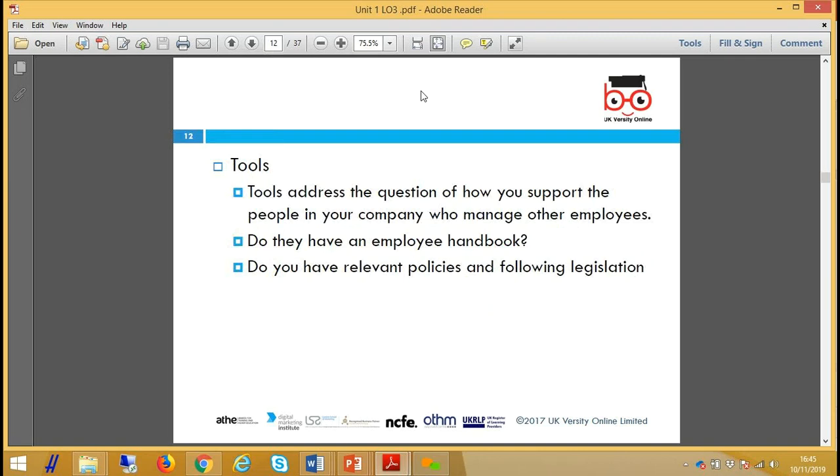HR policies also provide tools. You should also look at them as positive things, not just disciplinary and grievances and so on. They are tools that support employees and enable them and empower them. For instance, your flexible working policy gives employees the flexibility to work through Skype or work from home and so on. They can apply for this. They can see what their options are.